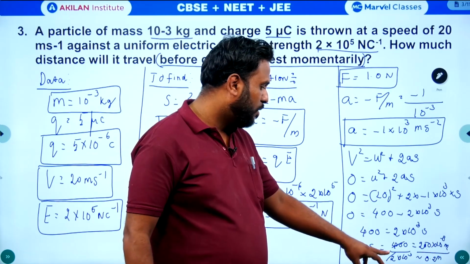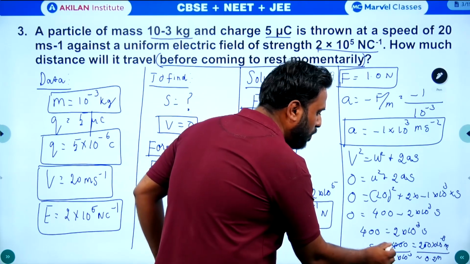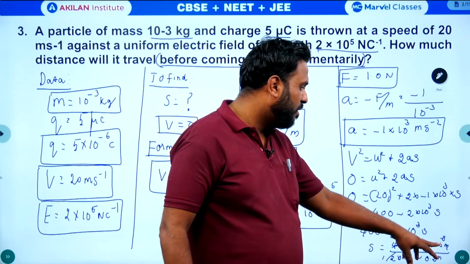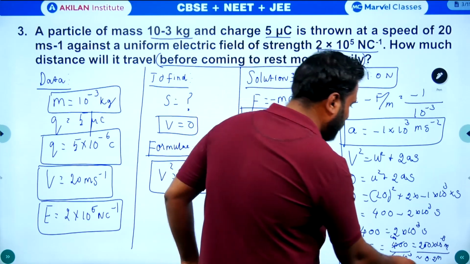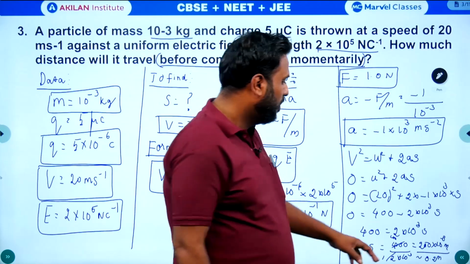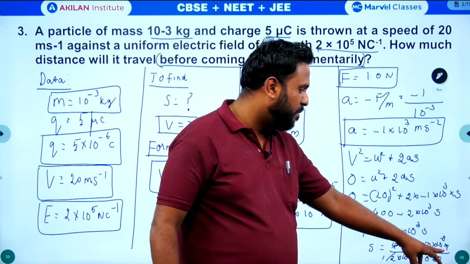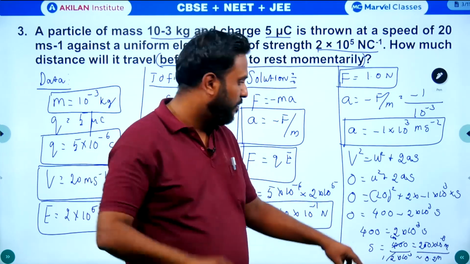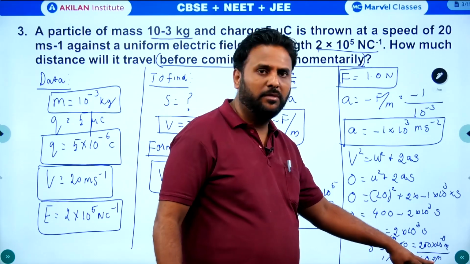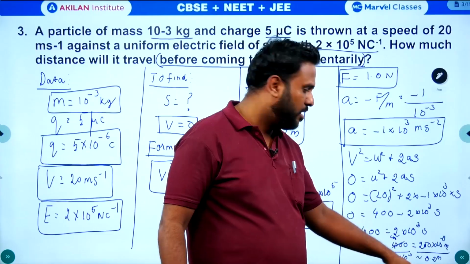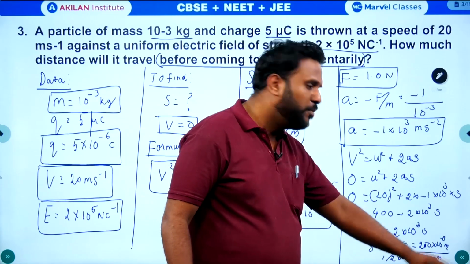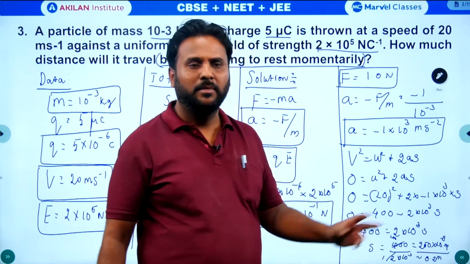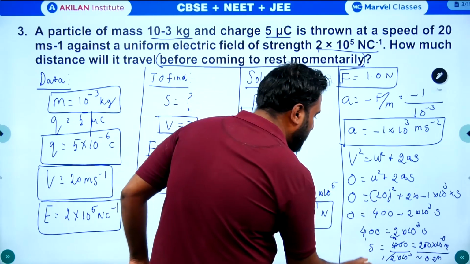Cancelling here, 2 times 2 ones are 2, 200 into 10 to the power plus 3, minus 3 becomes plus 3, so plus 3 becomes minus 3. So I am making it 200 into 10 to the power minus 3 meter. If I keep this 10 to the power minus 3 as a decimal, it becomes 0.2. The distance unit is meter. So the answer is S equal to 0.2 meter, or we can write 200 into 10 to the power of minus 3 meter. Both answers are right.